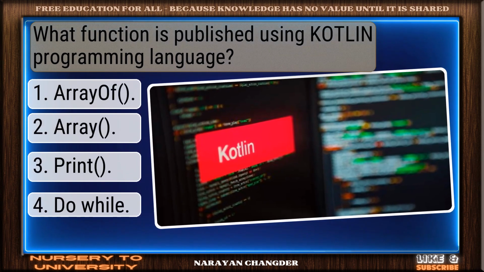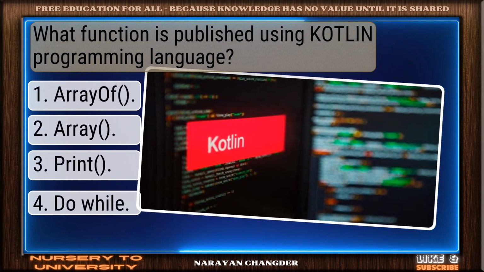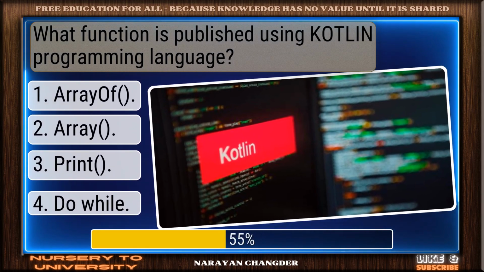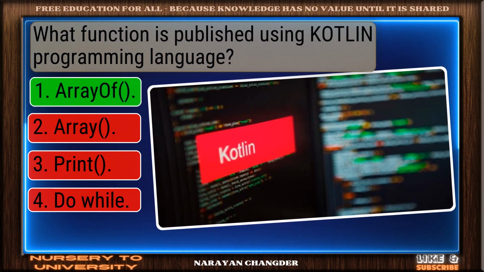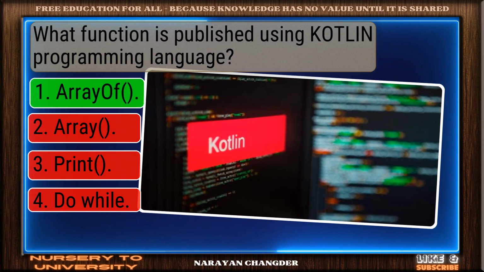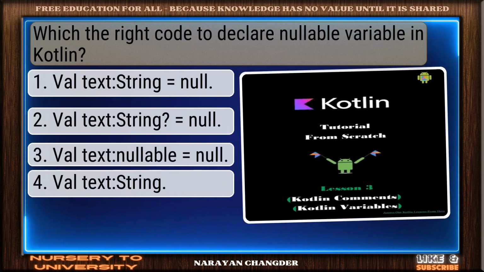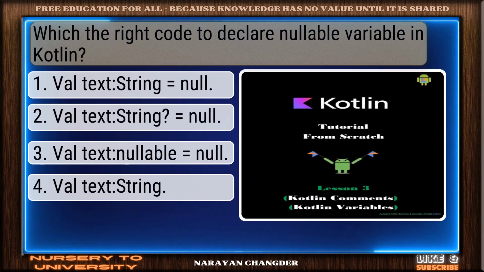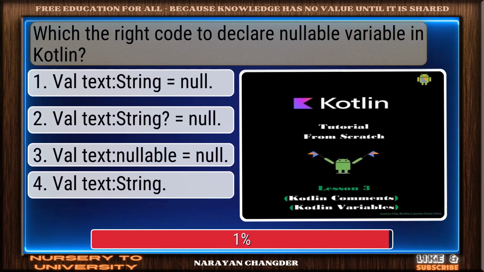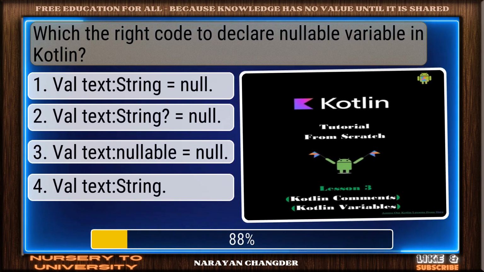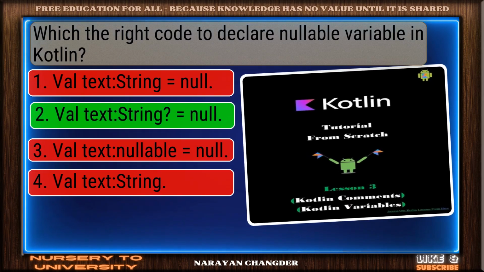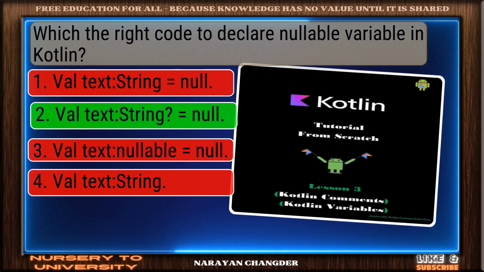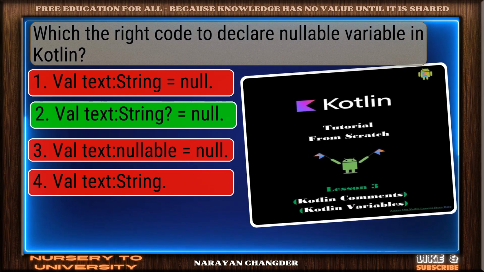Question number 8. What function is published using Kotlin programming language? Nice selection. ArrayOf is the correct and valid answer. Question number 9. Which the right code to declare nullable variable in Kotlin? You chose val text, string, equal to null, and it is correct.